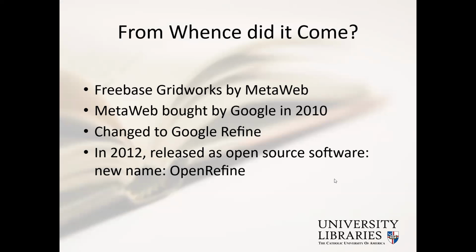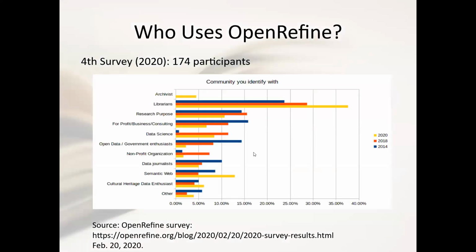From whence did it come? Way back when, there was a company named MetaWeb, and they created something called Freebase GridWorks. Then MetaWeb was bought by Google in 2010, and they changed the name to Google Refine. A couple of years later, they said, you know what, we're just going to release it as open source software, and it became OpenRefine. And that's basically where it's at.